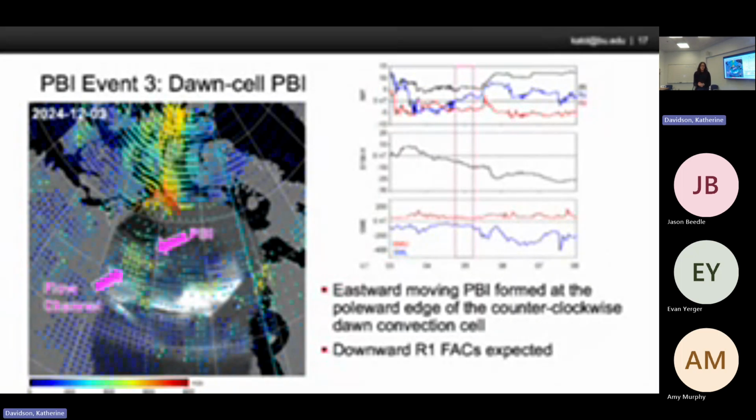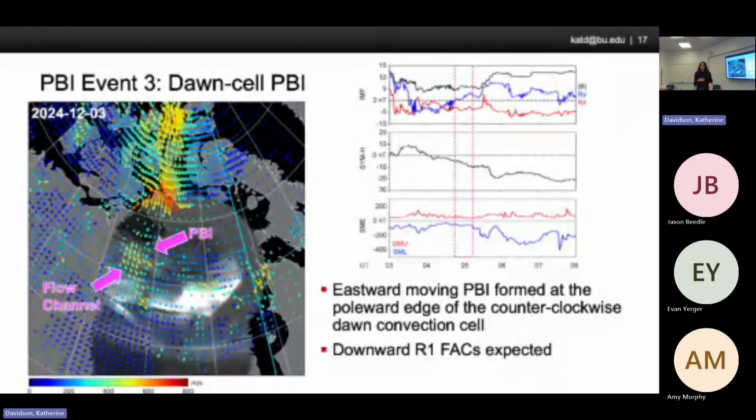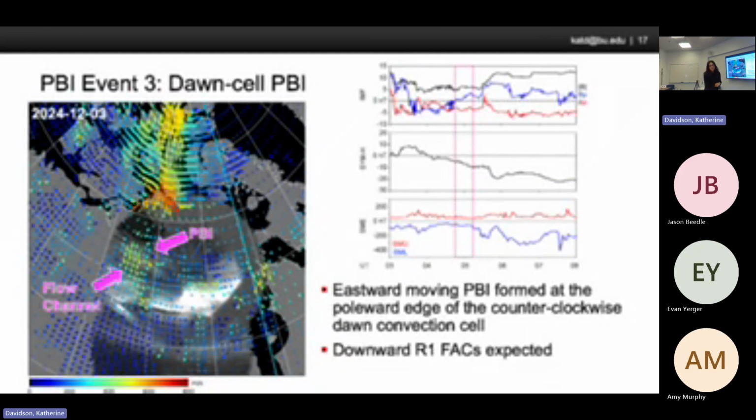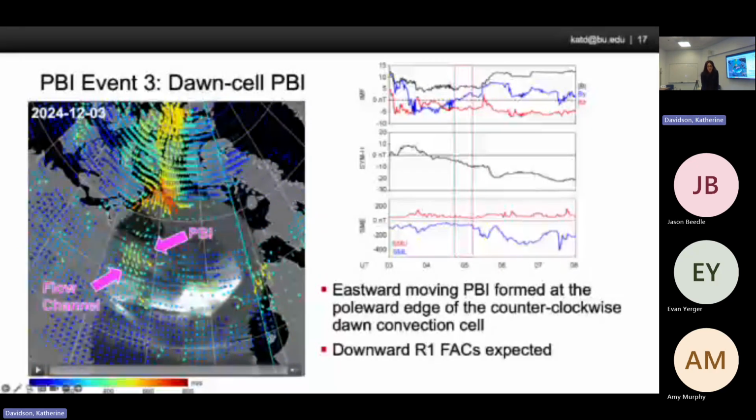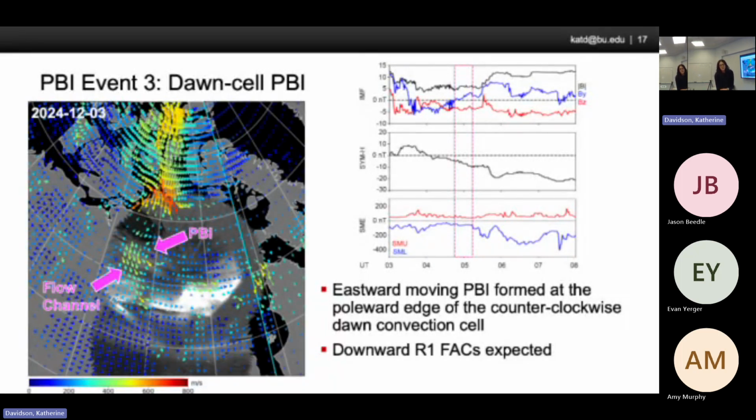And for our third event, we are looking at an eastward moving PBI that formed in the dawn convection cell rather than the dusk convection cell. This was a pre-substorm PBI, so you can see a substorm occurred just after the timestamps of this video here. And again, what you'll see is a flow channel coming in, triggering a PBI. And then the PBI is going to move eastward along with the eastward convection of the counterclockwise dawn convection cell.